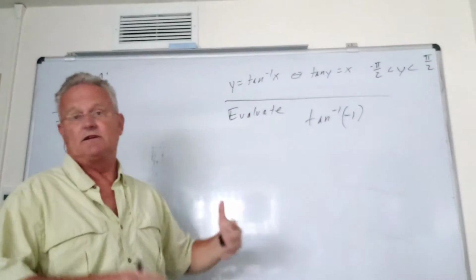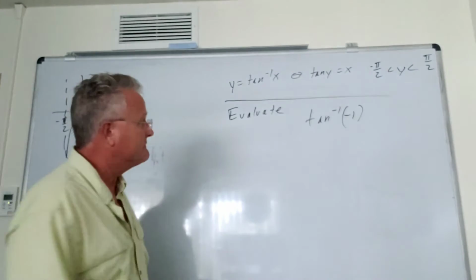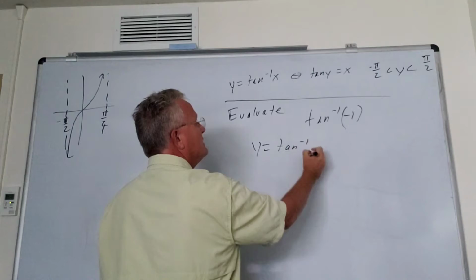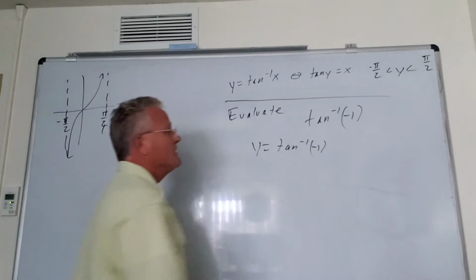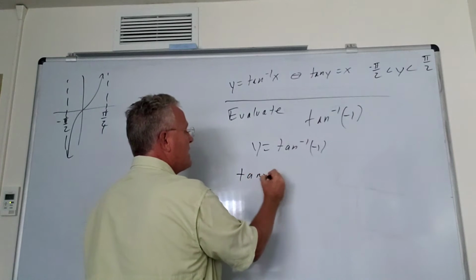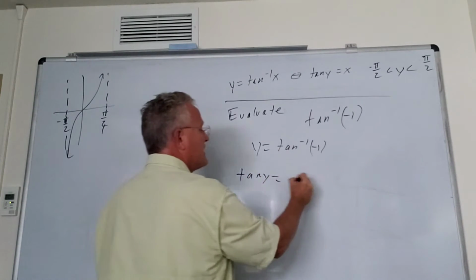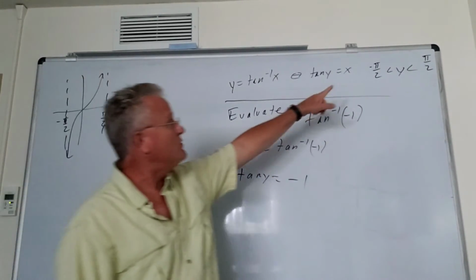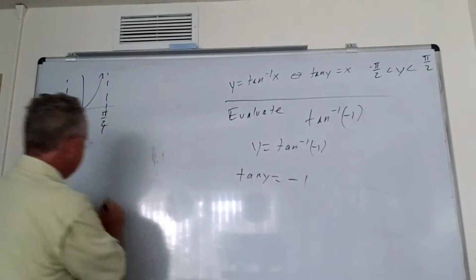Well, to evaluate this, it's just like inverse sine and inverse cosine. Step one is let y equal our expression, inverse tangent of -1. Take the tangent of both sides. We get the tangent of y. The tangent of inverse tangent of -1 is just -1. Well, we've got to be between -90 and 90.